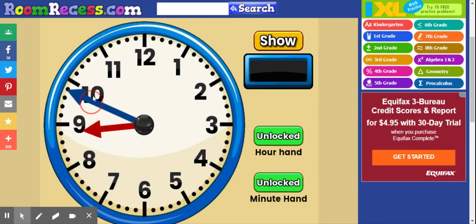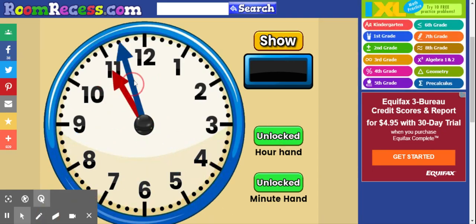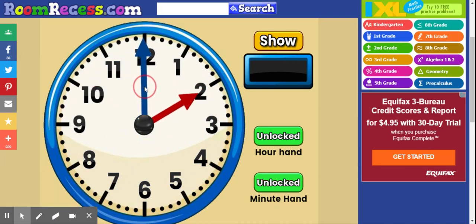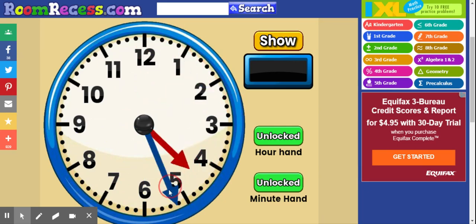So, what time does the clock show? If you answered 9:30, you are correct. Good job. What does the clock show now? What time is it? If you said 2 o'clock, you are correct. Good job. What time does the clock show now? The clock is showing 4:30.